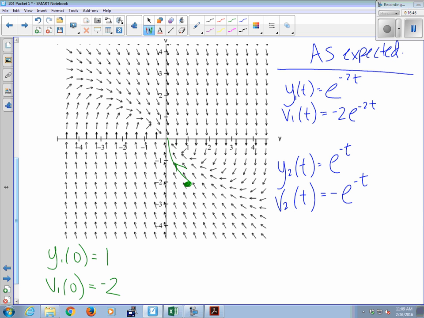It curves back towards 0. And then I'm going to do y2 of 0 and v2 of 0. Maybe I'll do those in another color so we can see the difference. If I plug 0 in there, I get 1, and v2 of 0 is negative 1. So (1, negative 1) is my solution here, and that looks like it's actually on the straight line.